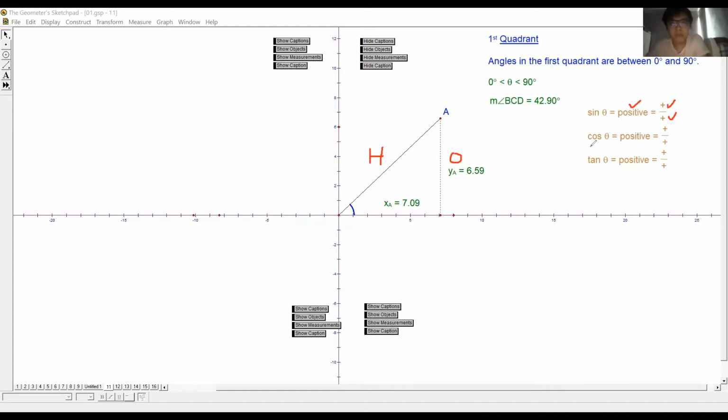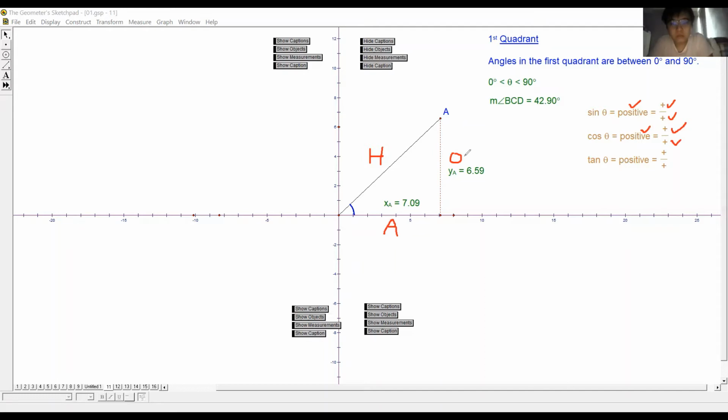Now let's say I want to find the cosine of this acute angle in the first quadrant. The adjacent is this line, the x coordinate. The x coordinate is a positive number. The hypotenuse is also positive. So the quotient of these two numbers is positive. So we say that the value of cosine theta in the first quadrant is positive.